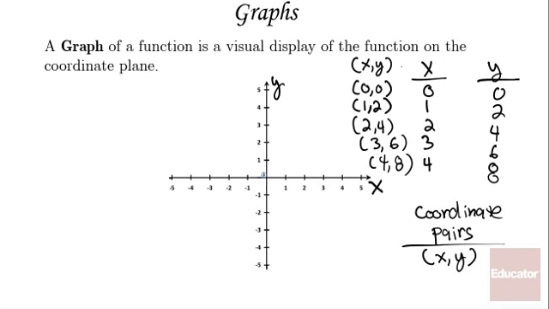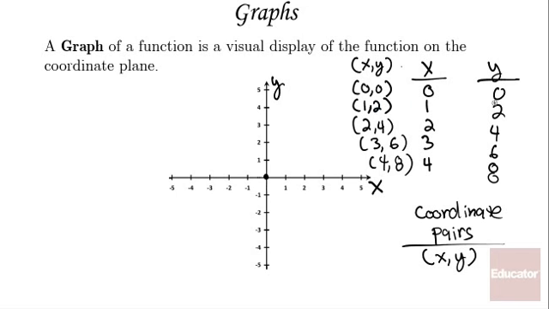Here at the origin of the coordinate plane, the point 0, 0 is called the origin, and I do have a 0, 0. I'm going to graph it as a point right there. Okay? Now, my next set of coordinate pairs is 1, 2.